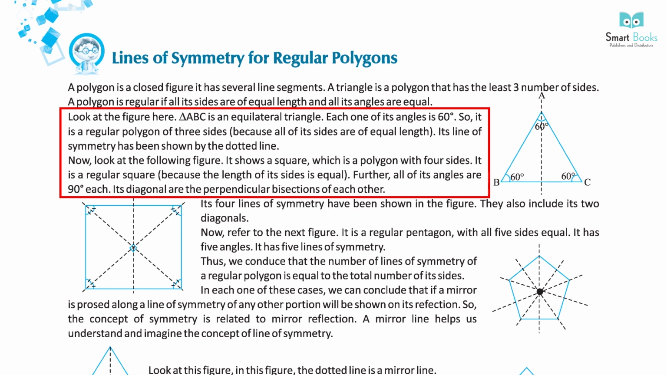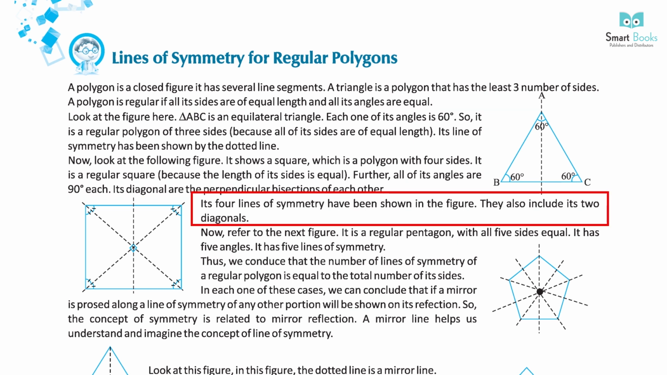It shows a square, which is a polygon with 4 sides. It is a regular polygon because the length of its sides is equal. Further, all of its angles are 90 degrees each. Its diagonals are the perpendicular bisectors of each other.